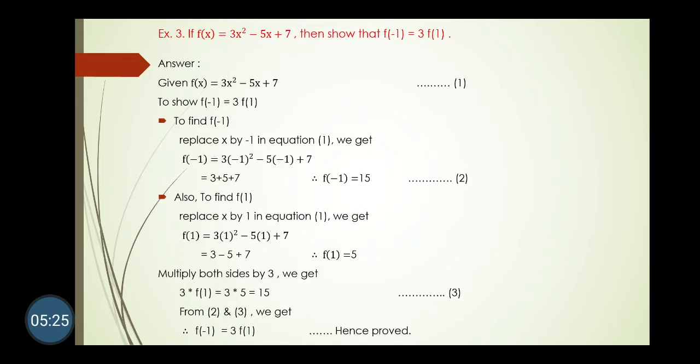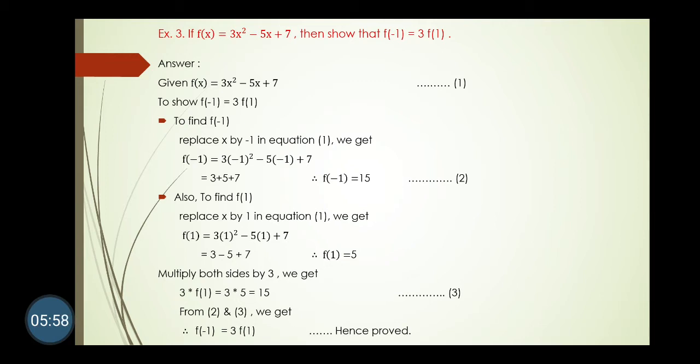The next one. If f of x is equal to 3x square minus 5x plus 7, then show that f of minus 1 is equal to 3 into f of 1. Now in this case, the step is what? We have to show. And how do we show the given example? If the left hand side of the given answer is the same as the right hand side, then the answer is same. Or we have to show the given term, or we have to prove the term.